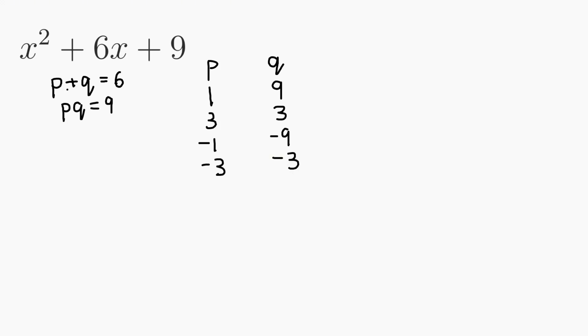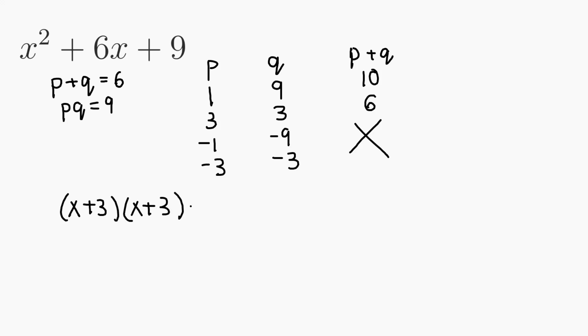As you can see here, p plus q is 6, so that's what we're looking for. So 1 plus 9 is 10, and 3 plus 3 is 6. We can actually stop here because we already found our perfect pair. Also, both of these numbers are negative, so negative numbers added together will not give us a positive 6. We don't even have to check these two. So our answer is x plus 3 times x plus 3, which is actually equal to x plus 3 squared.